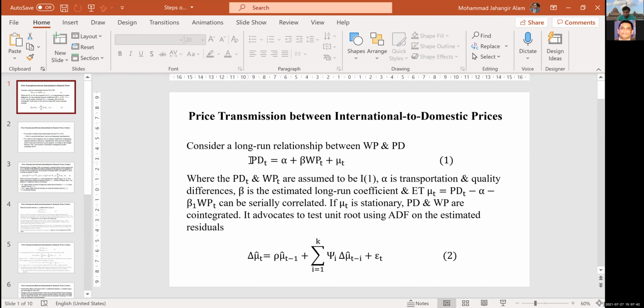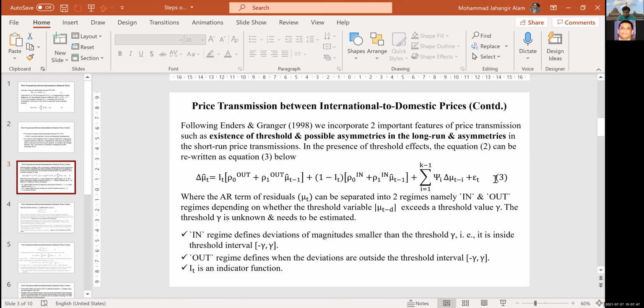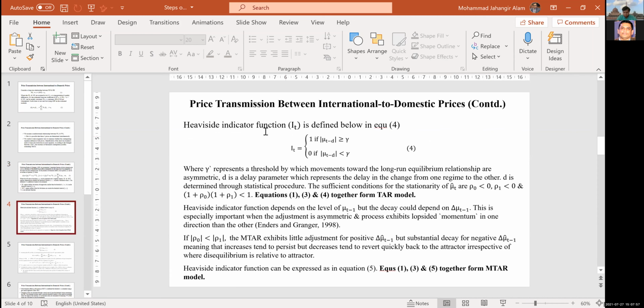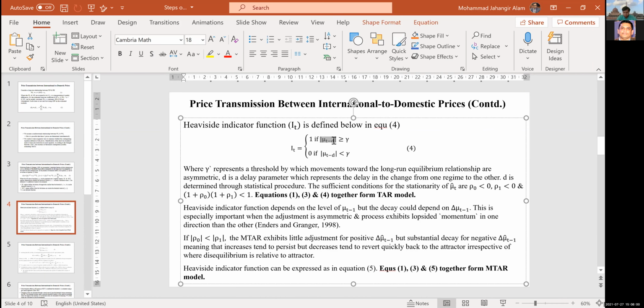in this equation, we started with just simple OLS, and then this is the 3. We actually just split it to get the threshold, and then threshold asymmetry 3, and then we define this indicator function. But here we use the mu, I mean the residuals, just the absolute of the residuals, mu t minus d, and d is the delay parameter that will also be estimated statistically. When we use 1, 3, and 4 together, this is called the threshold autoregressive model.